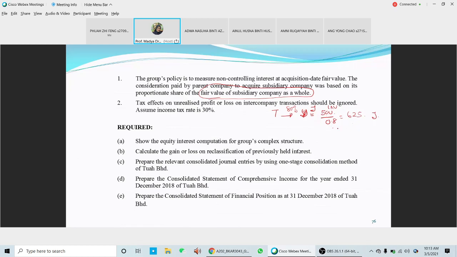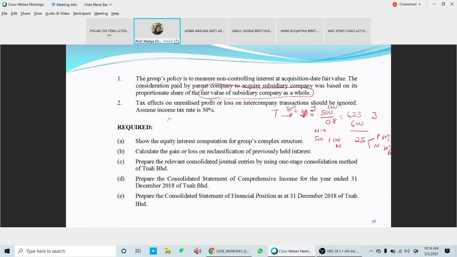Then the net identifiable asset for Jebat is 500 from the share capital plus 100 from the RE. So we're going to have 600. So with 600, we're going to have a goodwill of 25,000. That 25,000 needs to be allocated between parent and NCI, 80% portion to the parent and 20% portion to the NCI. So this is the value of Jebat.